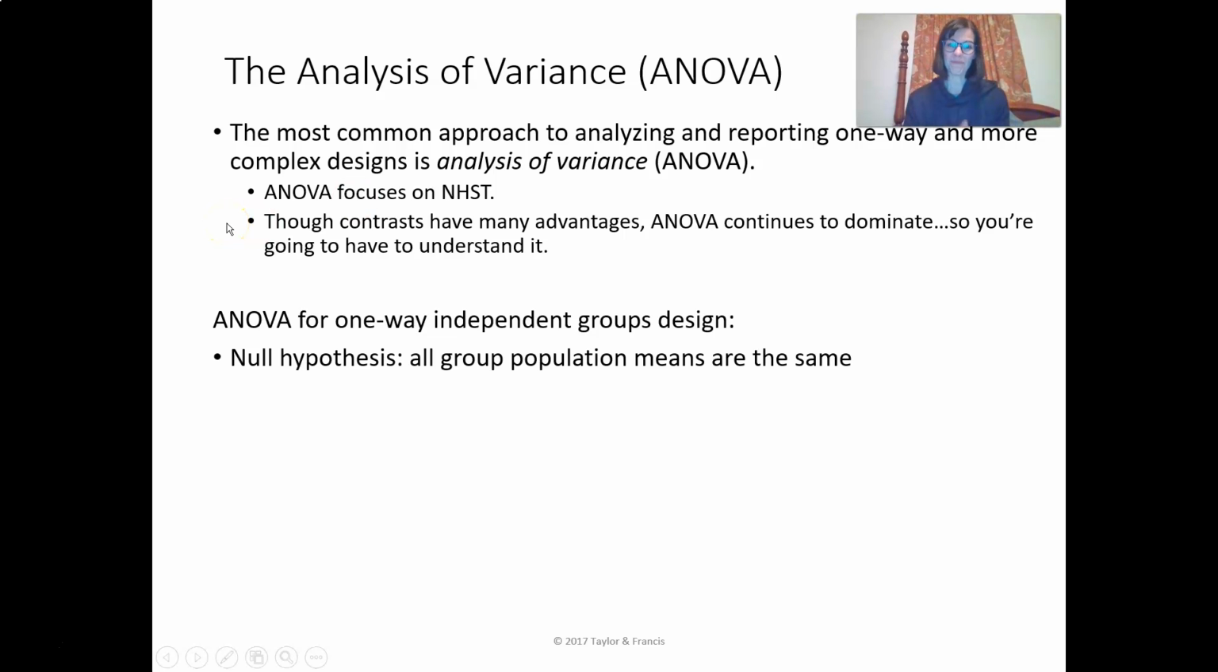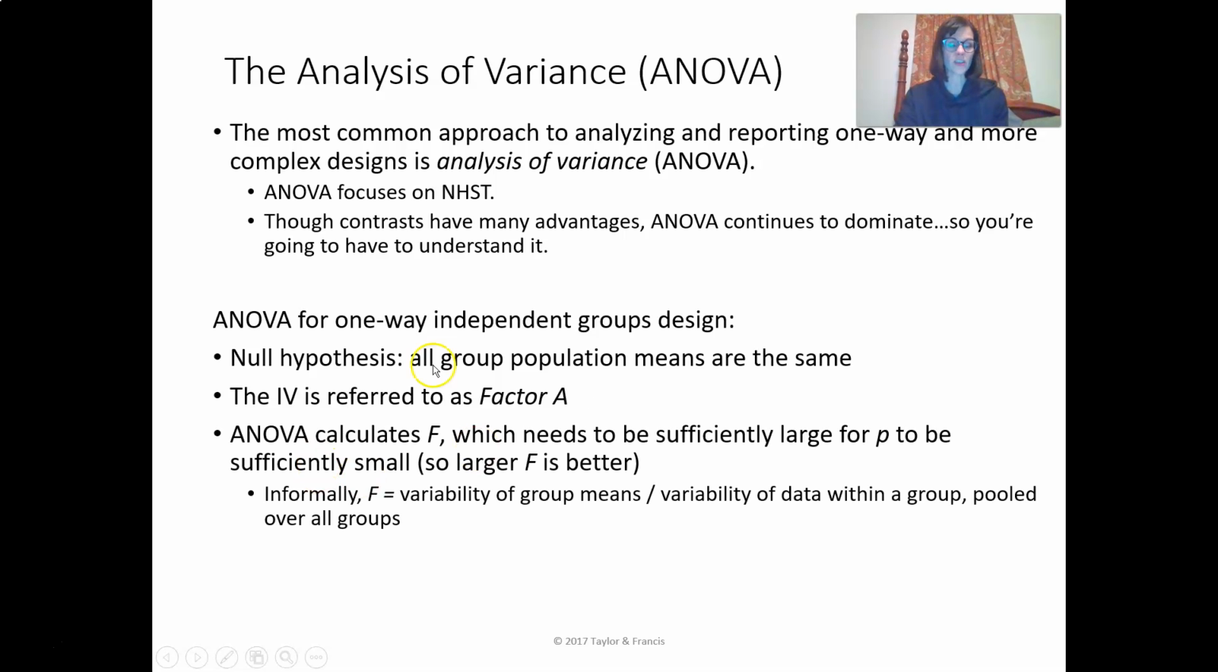So basically, what does ANOVA specify? When we talked about things like t-tests and null hypothesis testing, what is our null hypothesis if we're looking at ANOVA? The basic null hypothesis is that all group population means are the same, that there's no difference. So if even one mean is different from the other means, you have to reject the null. That's kind of nice. So this independent variable is what is referred to as factor A.